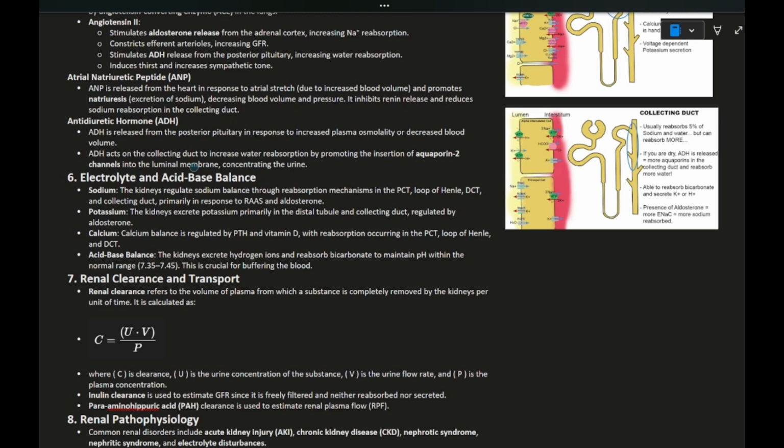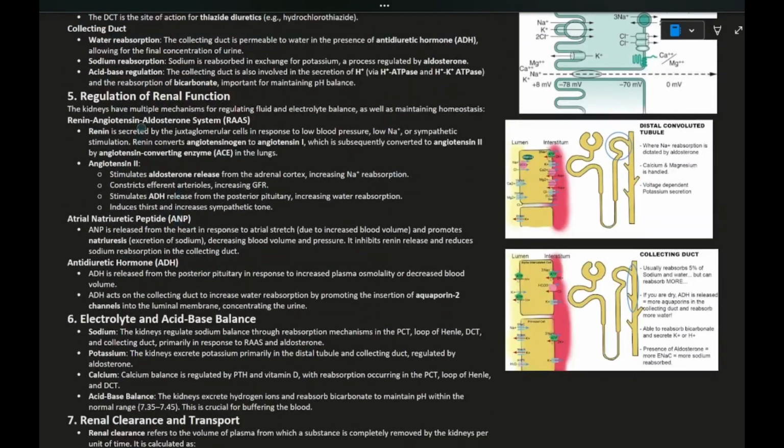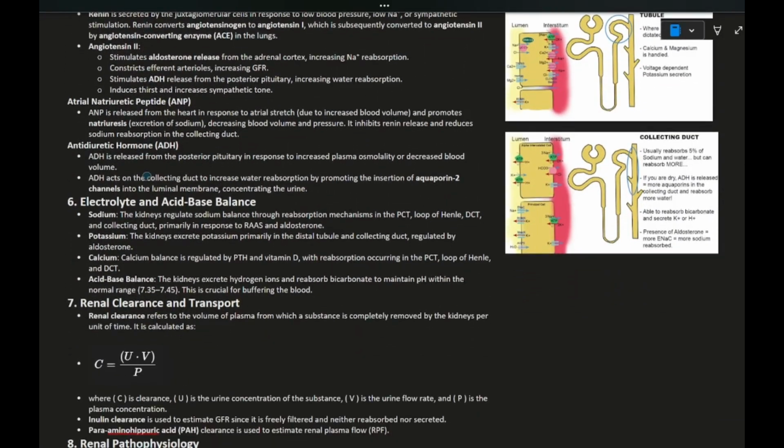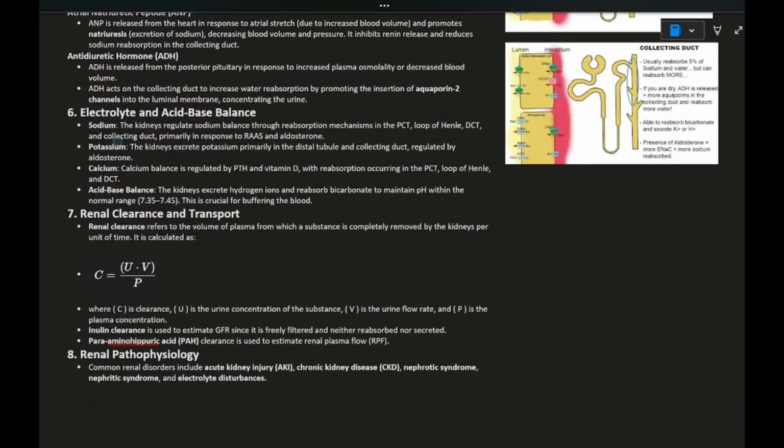the luminal membrane, also known as the membrane adjacent to where the urine is being concentrated. And when you have water being reabsorbed, the urine becomes more concentrated. Alright, now that we've gone over the different structures of the nephron and how they're regulated, let's now go over the electrolyte and acid-base balance associated with the kidneys.